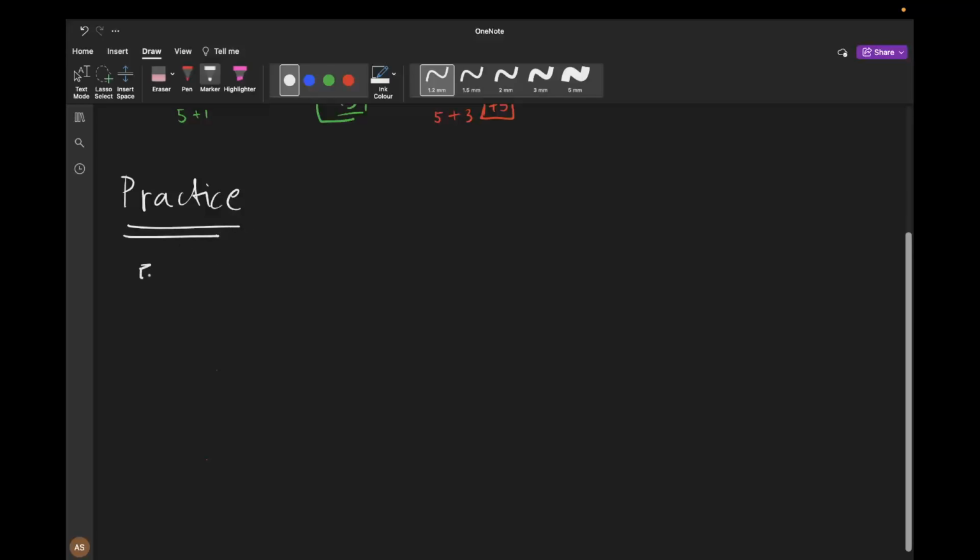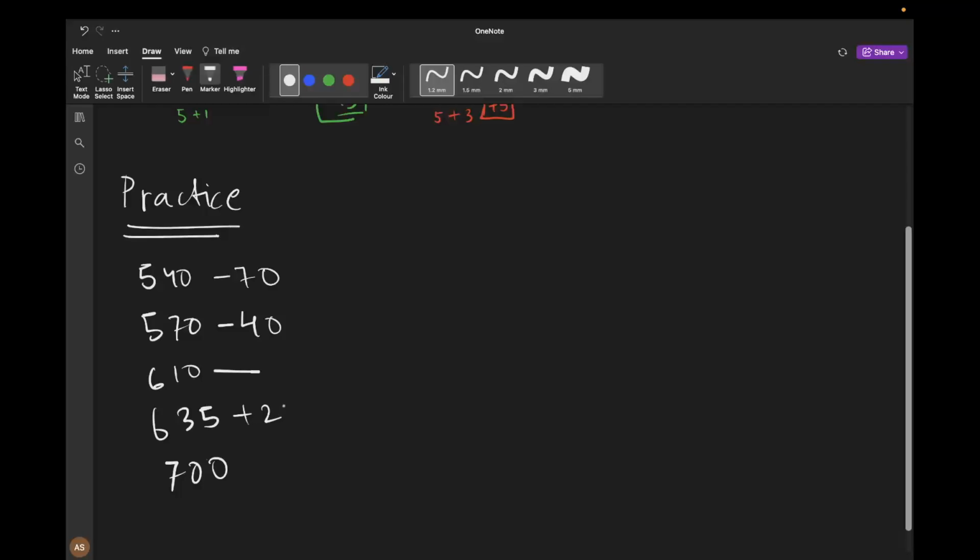If we have numbers like 540, 570, 610, 635, 700, we have 5 numbers, right? Now suppose I assume the mean to be 610. How much is 570 less or more? It is 40 less. 540 is 70 less. 635 is 25 more. 700 is 90 more. So this gives us minus 110.